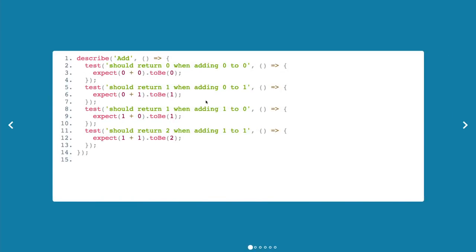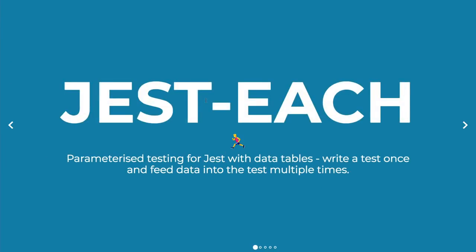So if we think back to our code at the start, we also had a test suite of an add function with multiple tests on that test suite. And again, this bugs me. If you find yourself copying and pasting tests or duplicating tests, there's a solution to that problem, and it's called parameterized testing, which we have a solution for with Jest Each. Jest Each is a parameterized testing library for Jest, which supports data tables, and it allows us to write our test once and supply data to be run over that test multiple times.